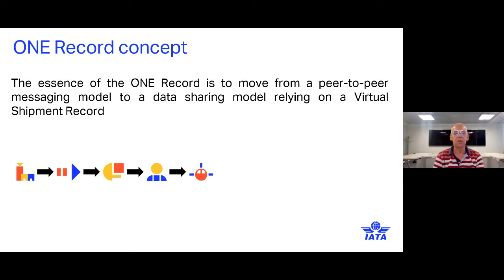As you probably know, the current system that is being used in the air freight business is a peer-to-peer model where one party passes on the information to the next party, sharing electronic documents with the next party downstream, and essentially it's a sequential process. There's a bit of back and forth, but that's what it is.